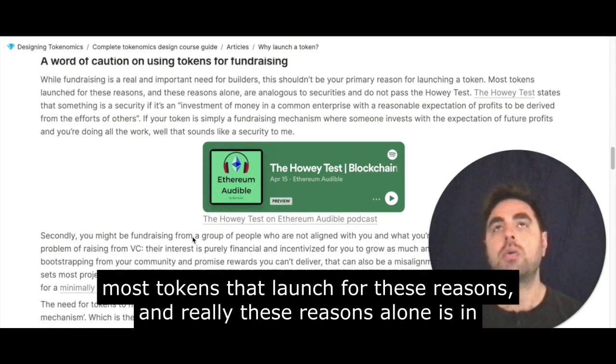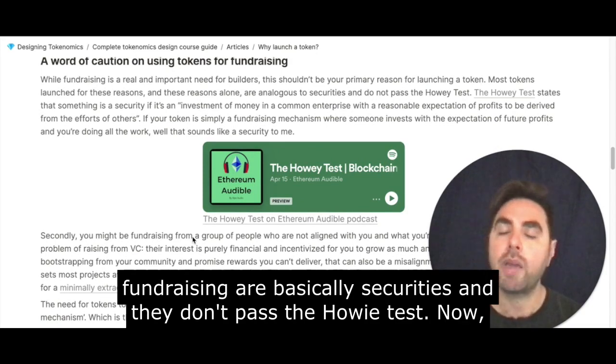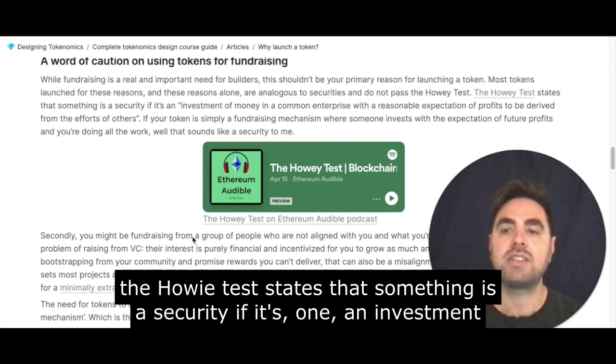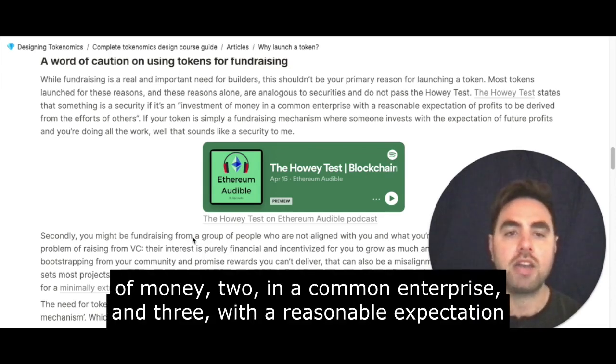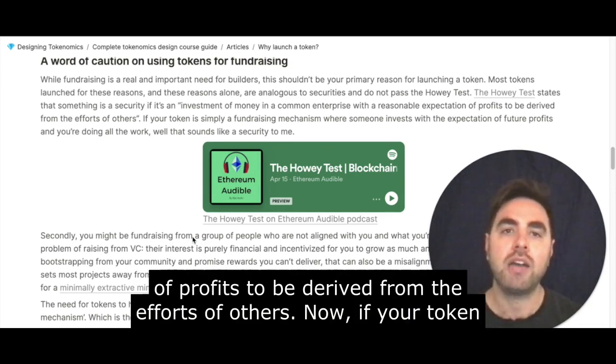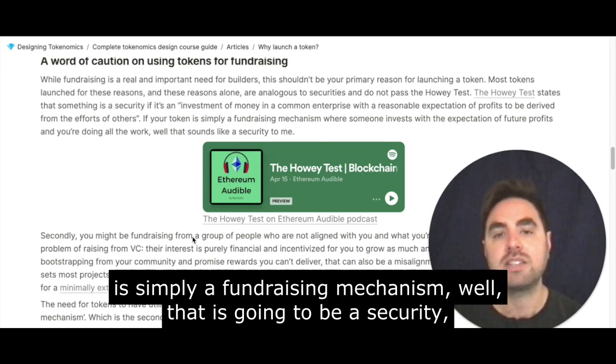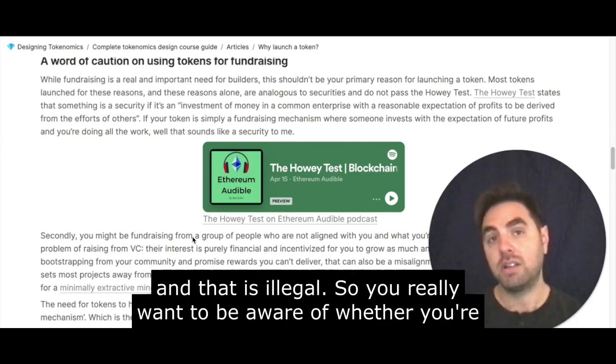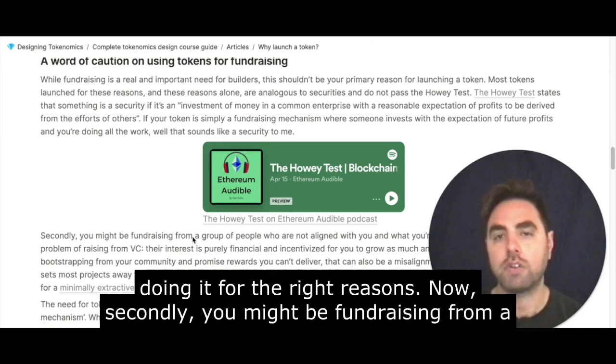Why? Now, most tokens that launch for these reasons, and really these reasons alone as in fundraising, are basically securities, and they don't pass the Howey test. Now, the Howey test states that something is a security if it's 1, an investment of money, 2, in a common enterprise, and 3, with a reasonable expectation of profits to be derived from the efforts of others. Now, if your token is simply a fundraising mechanism, well, that is going to be a security, and that is illegal. So you really want to be aware of whether you're doing it for the right reasons.